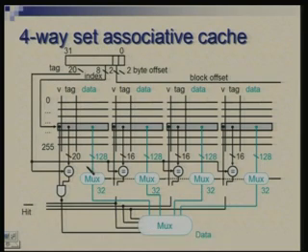Okay, now let us look at set associative organization. Something is wrong with the diagram, some lines are not showing up.